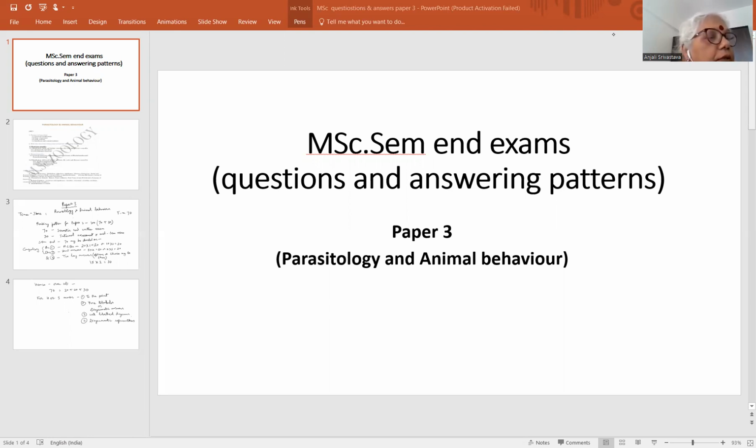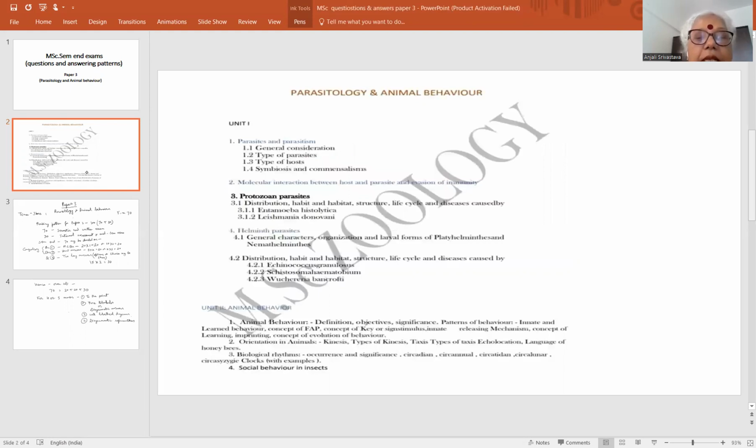So let us discuss in general the marking patterns. We have already discussed previously also. We have seen this is the syllabus they have given. This is the parasitology syllabus, and this is the animal behavior. Unit 1 includes the parasites and parasitism, molecular interaction between host and parasite, then protozoan parasites, helminth parasites, and unit 2 includes animal behavior, and these are the subtopics under animal behavior. That is the definition, objective, significance, then orientation, biological rhythms, and social behavior.